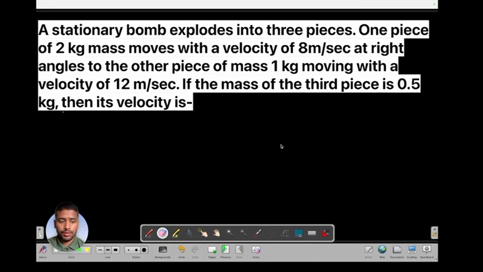Okay, so right here we have a bomb which exploded and the 2 kg mass went with a velocity of 8 meters per second. So let's say that it went in this direction, 2 kg and 8 meters per second. And another mass, 1 kg, moves with 12 meters per second in a perpendicular direction, at right angles. So let us say it goes here. This is 1 kg and it has a velocity of 12 meters per second.